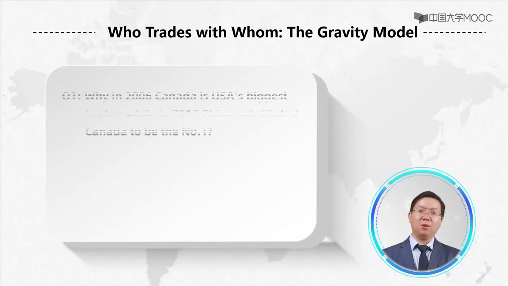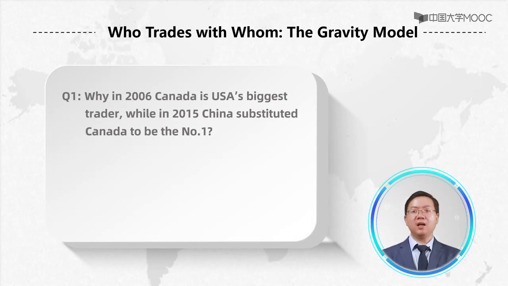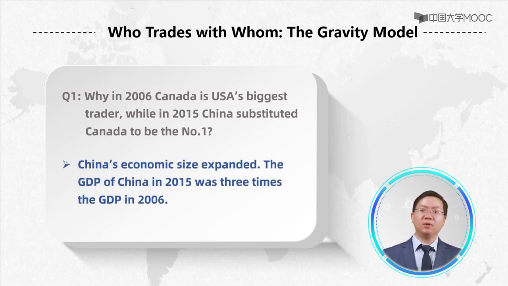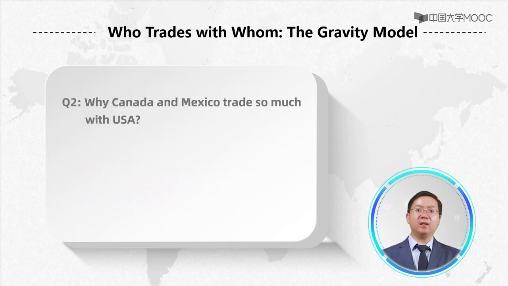The first question, why in 2006 Canada was the United States' biggest trading partner, while in 2015 China substituted Canada to be number one? As for this question, it is because China's economic size expanded. The GDP of China in 2015 was 3 times the GDP in 2006, and ranked number 2, only after the USA itself. The second question, why do Canada and Mexico trade so much with the USA?